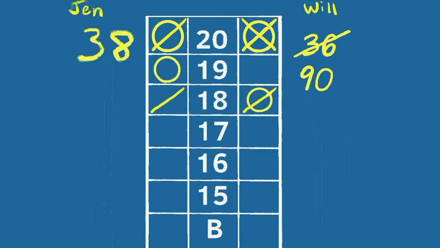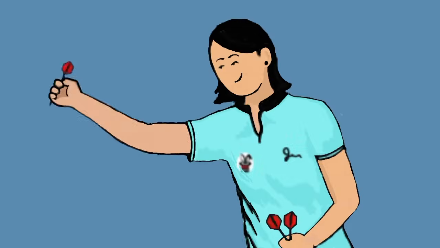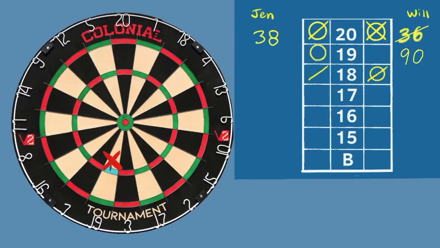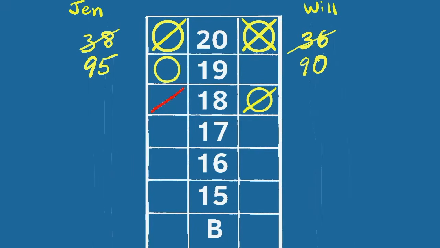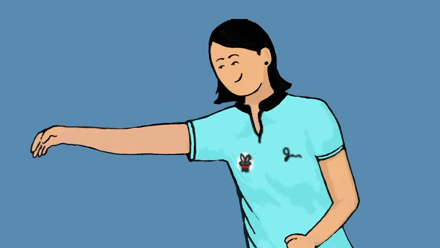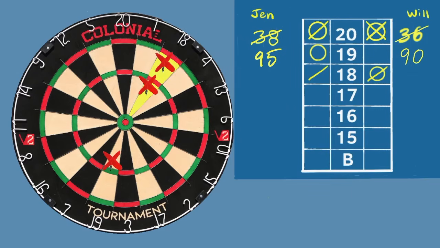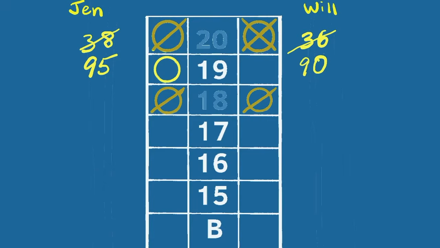Back to the game. Now that Jen is behind in points again, she needs to score more 19s. She hits a triple with her first dart, which gives her the points lead back. With 2 darts left in her hand and 1 mark already on the 18s, she wants to go for the close to prevent Will from scoring more points on 18s. She succeeds in hitting 2 single 18s and closes his number.